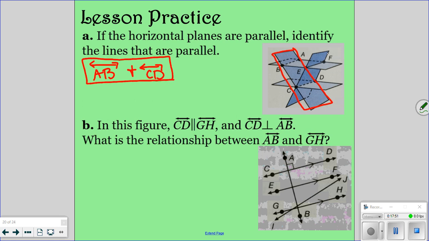And then this is the other plane that intersects those two parallel planes. And so line EF and line CD are parallel.